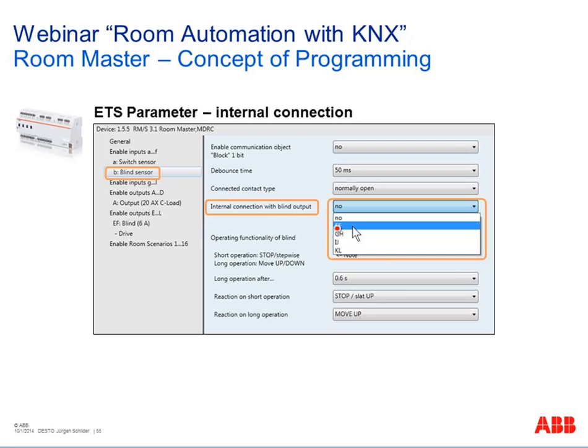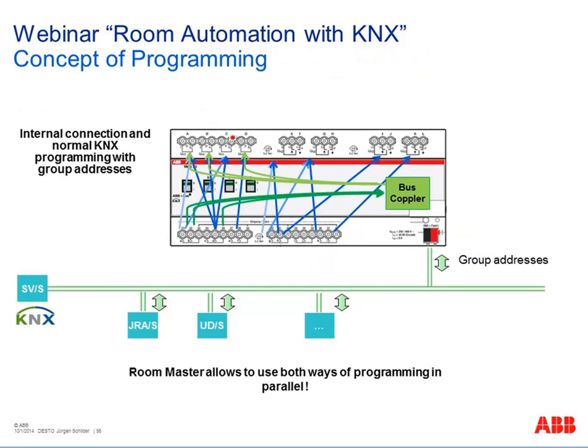This is a very easy way, also for beginners, and you do not have to create group addresses. This is the principle of the internal connection. And of course you can mix both things. You can create group addresses and send them, for example, from the KNX sensor or maybe another device into the room master, and switch, for example, an output or drive a shutter.